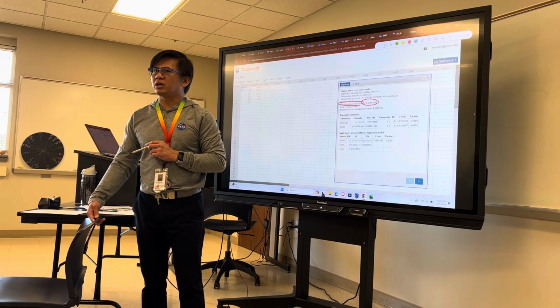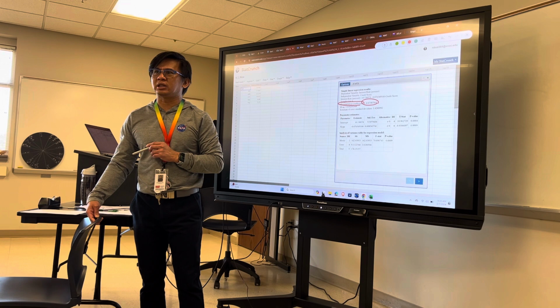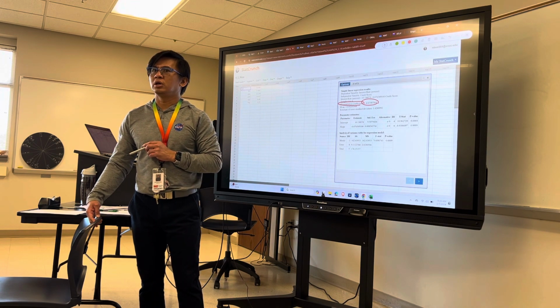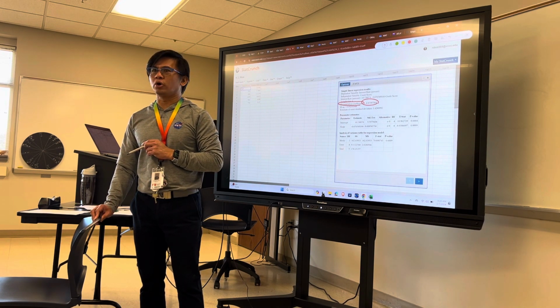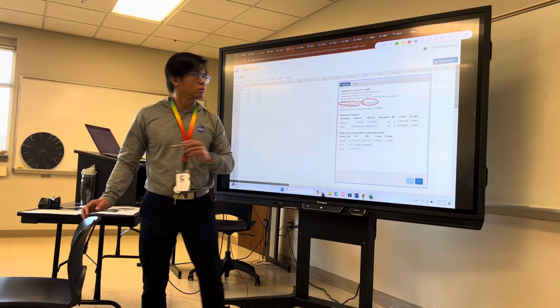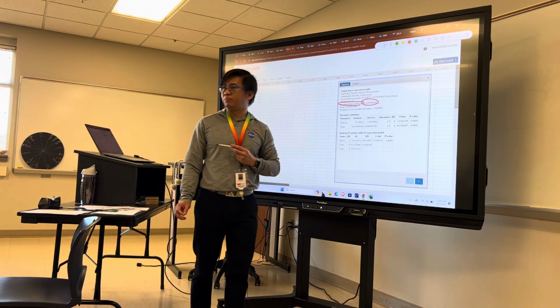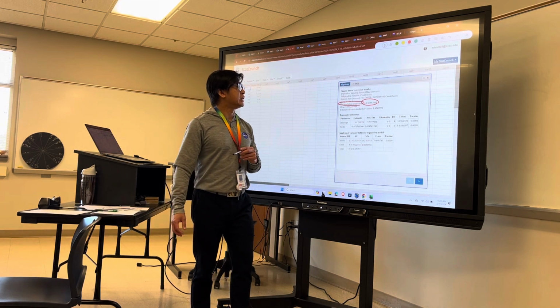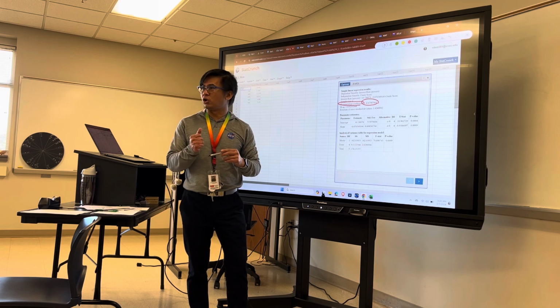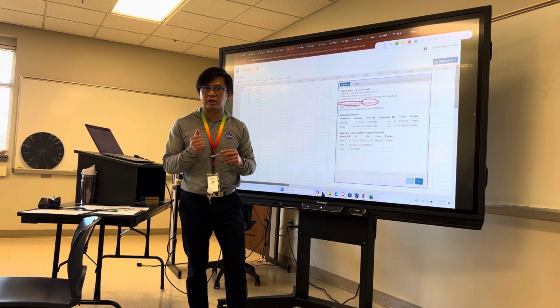Guys, is it a positive correlation or a negative correlation? Negative. Is it strong or weak or no correlation at all? Strong. Very strong negative. 0.976, right? So very strong correlation. Almost perfect negative correlation, right?